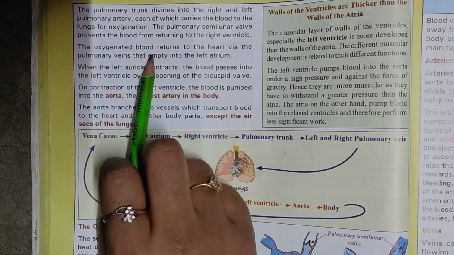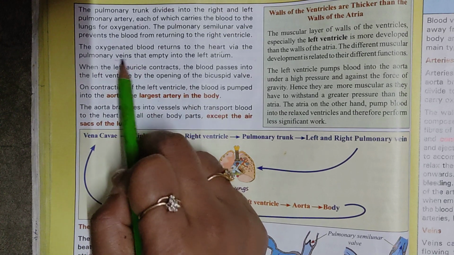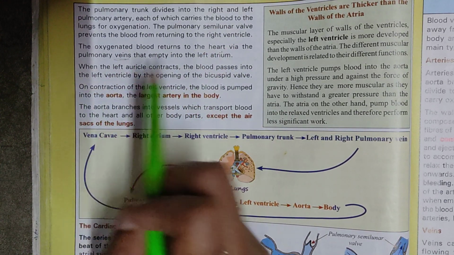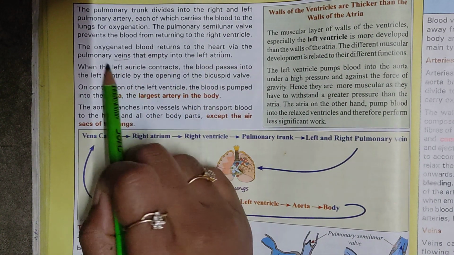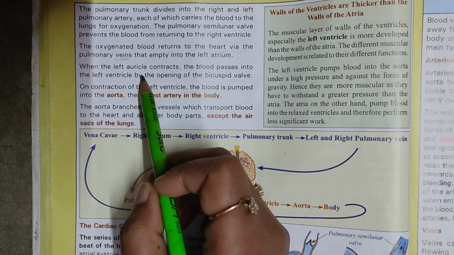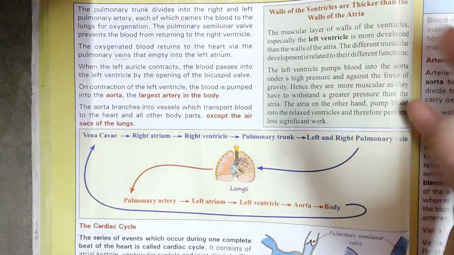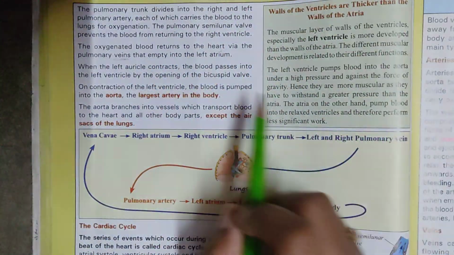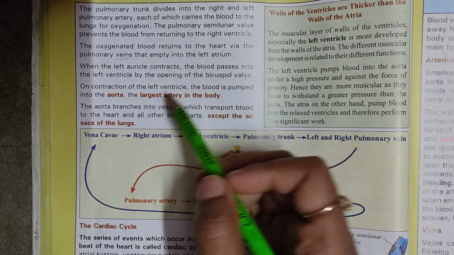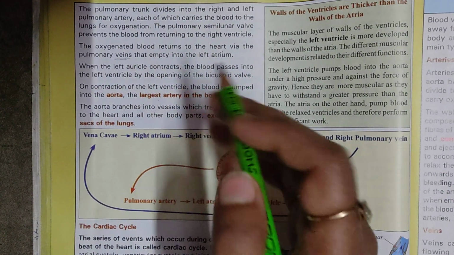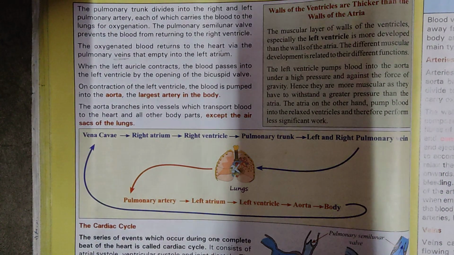Then the oxygenated blood will return to the heart via what? The pulmonary vein. So when the left atrium contracts, from the pulmonary vein the blood reaches the left atrium, and it will contract when the blood gets full in the left atrium. Now the blood passes into the left ventricle. Here there is the bicuspid valve, which will not allow the backflow of the oxygenated blood from the ventricle to the left atrium.